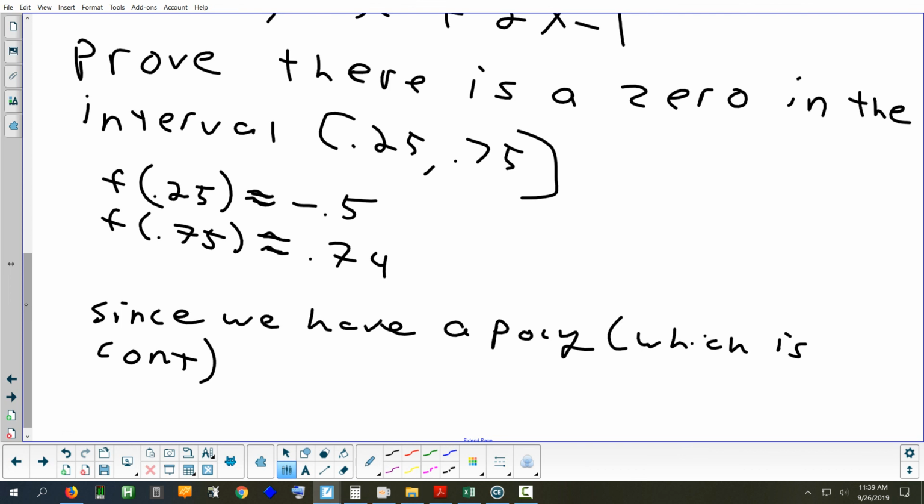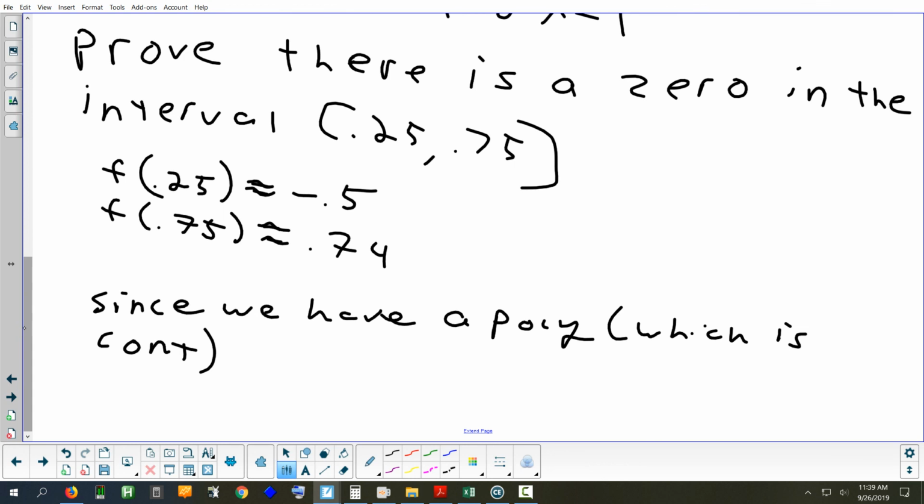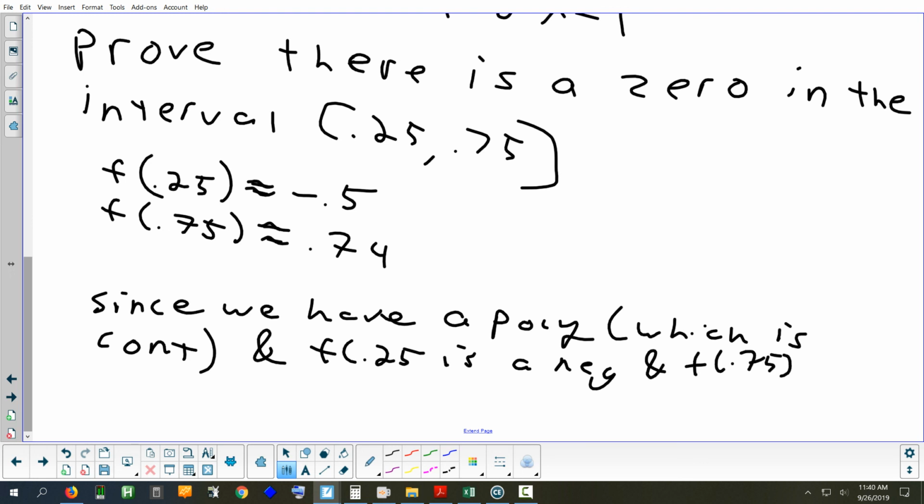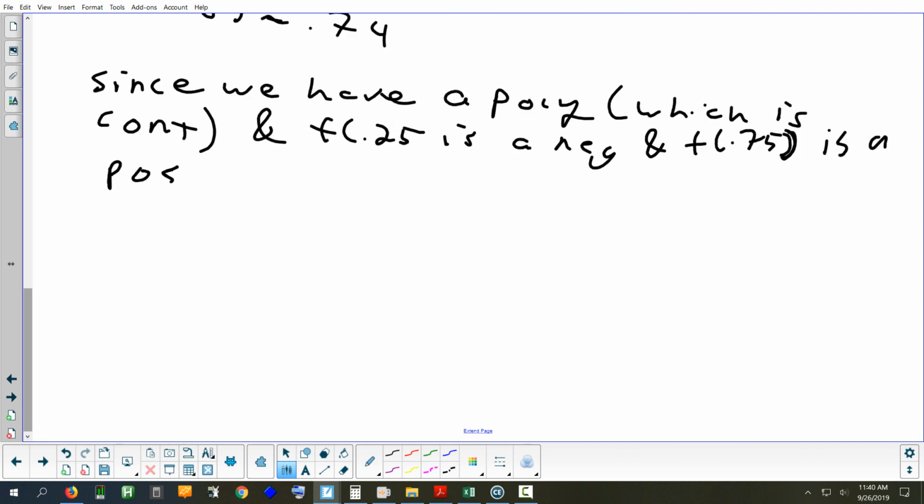What's significant about it going between negative 0.5 and 0.74? Zeros in between. So since we have a polynomial which is continuous, and f of 0.25 is a negative, and f of 0.75, doesn't matter which positive, it's a positive. Okay, so let me read what we got.